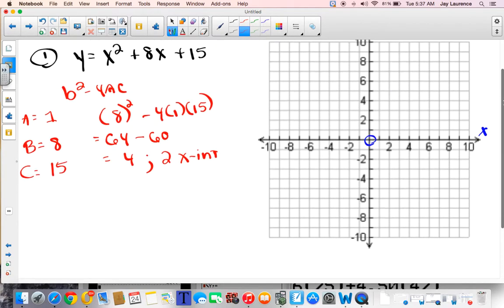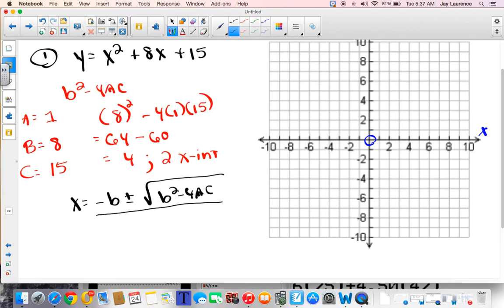I use the whole quadratic formula to find them. So I go x equals the negative of b plus or minus the square root of b squared minus 4ac all over 2a. And notice the negative of b is over the 2a. Some of you were stopping your division bar, only putting it here. No, it's negative b is over it also.